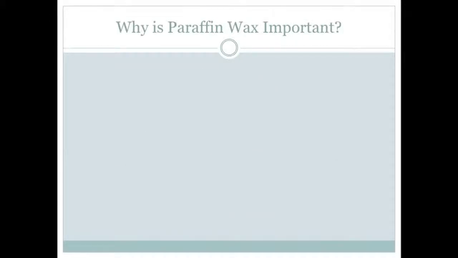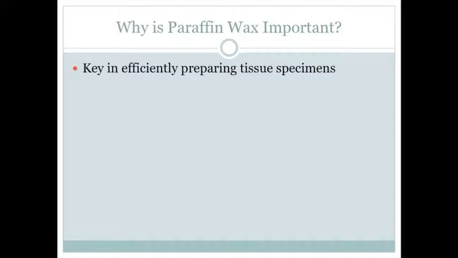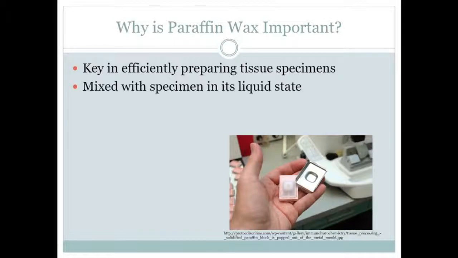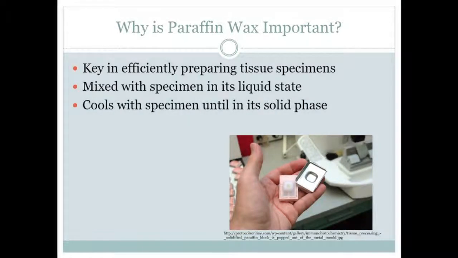So why is paraffin wax and all of its properties important as a part of the histology process in medical laboratories? Paraffin wax itself is key in efficiently preparing tissue specimens to be cut into thin sections and examined. After dehydrating the specimen and clearing it in an organic solvent, it is placed in a concentration of paraffin wax in its liquid phase. The paraffin wax and the specimen combined are then left to cool for a number of hours until they reach a solid phase. This is relatively easy as paraffin wax is in its solid phase at room temperature, allowing for laboratory technicians to work with the specimen under normal conditions.